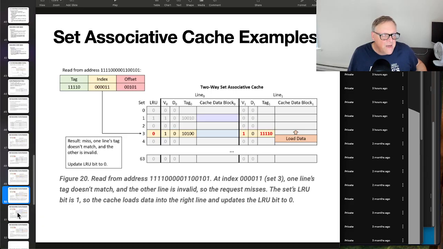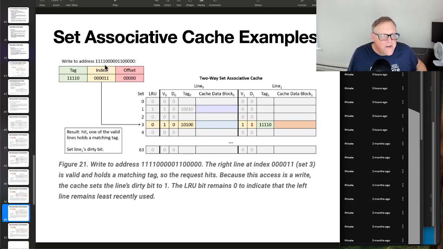All right. And now we're going to write to this address, which is 1110. And this one, so we're going to write to one of these. So now it's going to write here. It's not going to update memory. Instead, it's going to mark the dirty bit, reminding it to eventually put this stuff in memory later. So if this keeps changing, we can just keep changing it in the cache, which is fast.